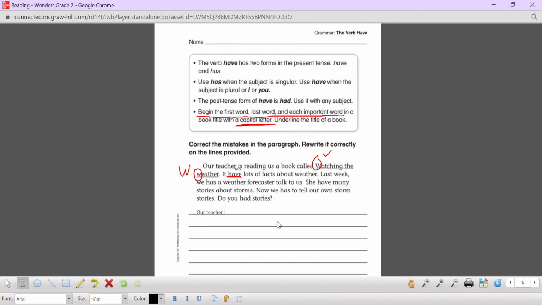For example, you said our teacher is reading us a book called. This time you will write it correctly. Capitalized W, capitalized W for weather. And then you write it. It's not have, it's has. Lots of facts about weather. And then you will keep writing and make sure everything is corrected. Okay, there are more errors in the later sentences.